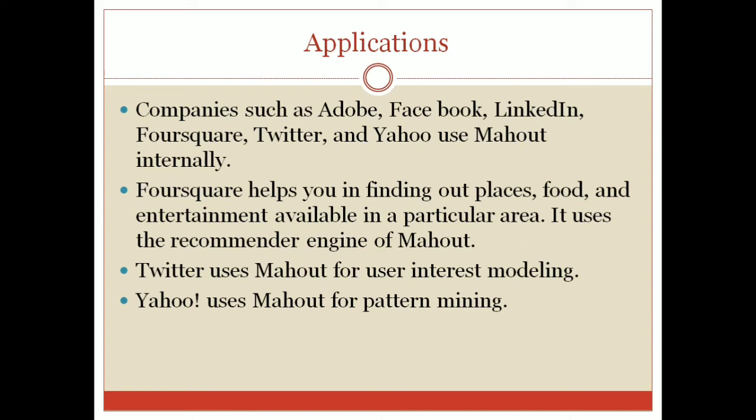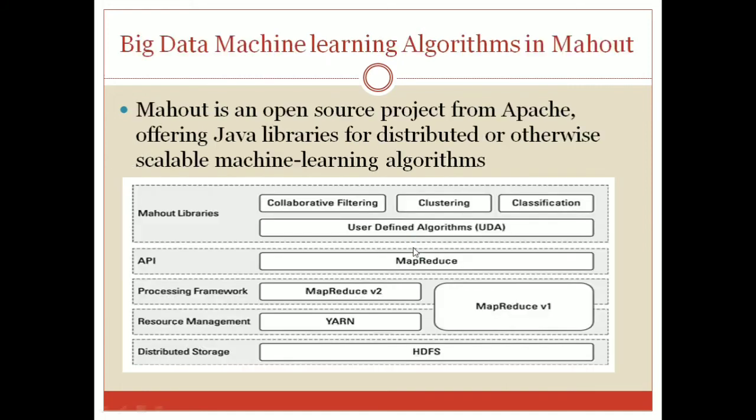Twitter also uses Mahout for user interest modeling, to find out the specific interest of a specific user. Also, Yahoo uses it for pattern mining, to find patterns among the data or the data set. So these are some of the top organizations which use Apache Mahout as their main platform.